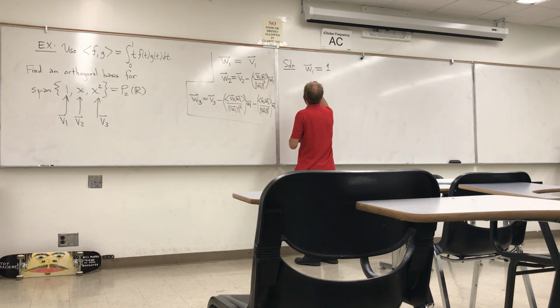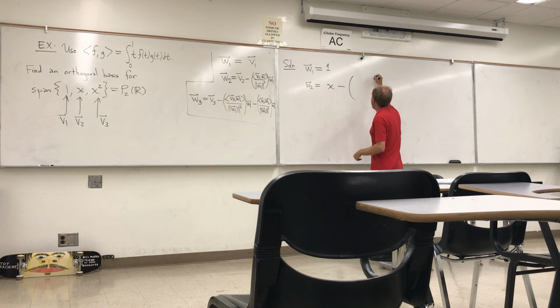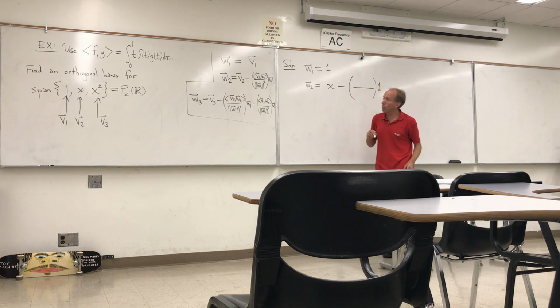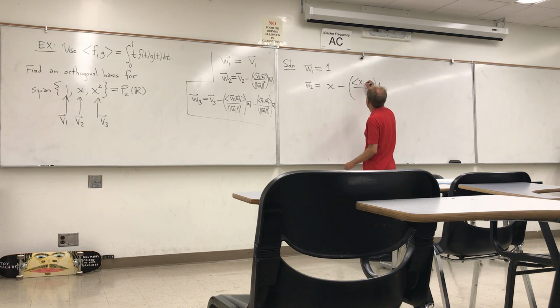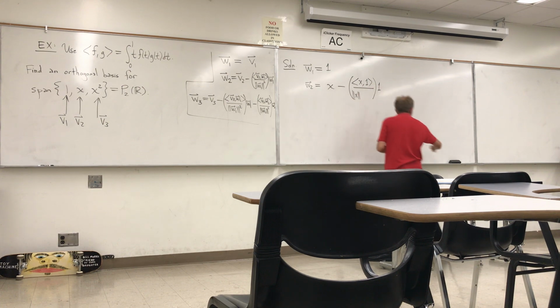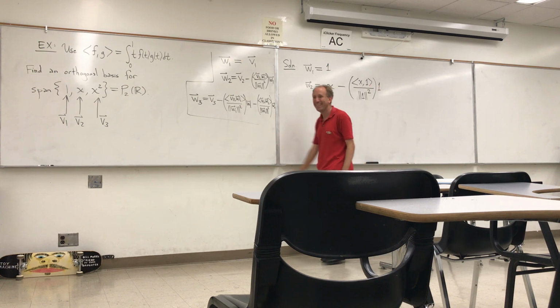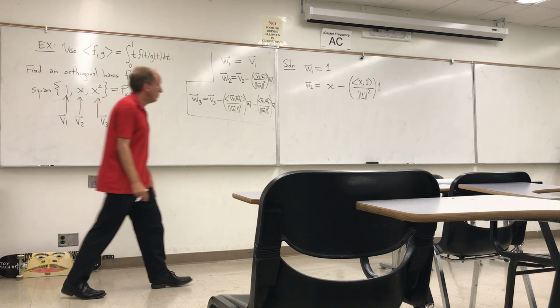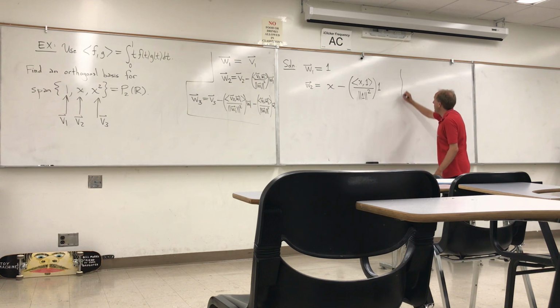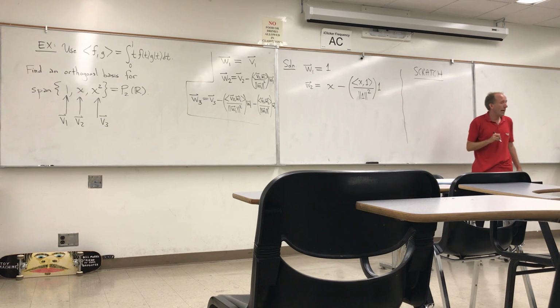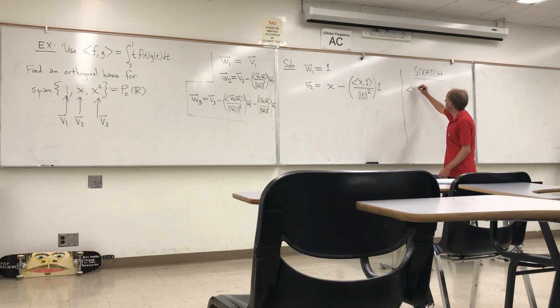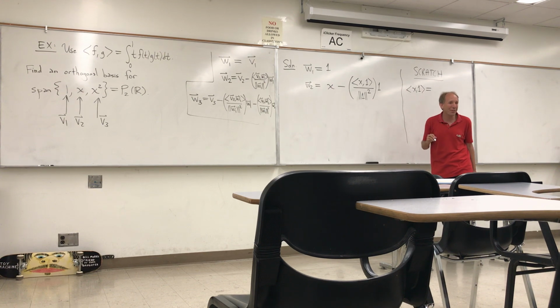Now the next one is w2. What's the formula there? Well, we take v2, which was x, and we subtract some multiple of w1. So it's the inner product of v2 with w1, that would be the inner product of x with 1, divided by the norm of 1 squared. To keep it clean, I'm going to do some scratch work on the side and try to calculate these things. So the inner product of x with 1, let's work that out over here.